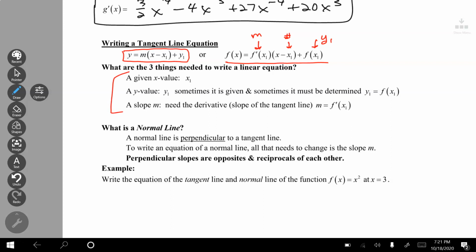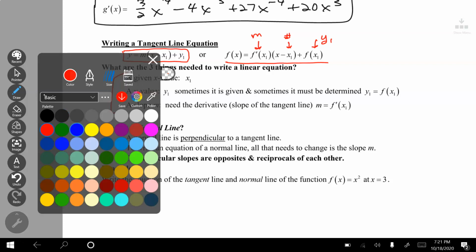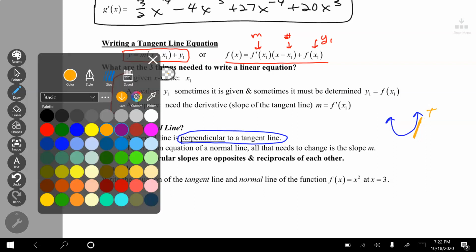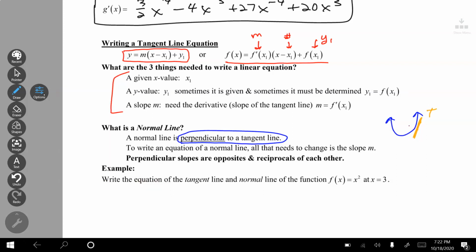Now when I want to do a normal line, it is a line perpendicular to the tangent line. So if I have a graph that looks like something like this, and that's my tangent line, my normal line will look like this. Perpendicular. And we know how to find perpendicular slopes. Those are slopes that are opposite and reciprocal. That has not changed.